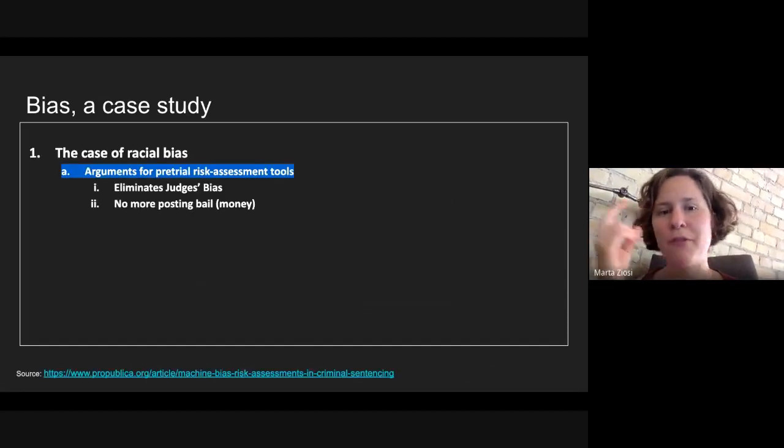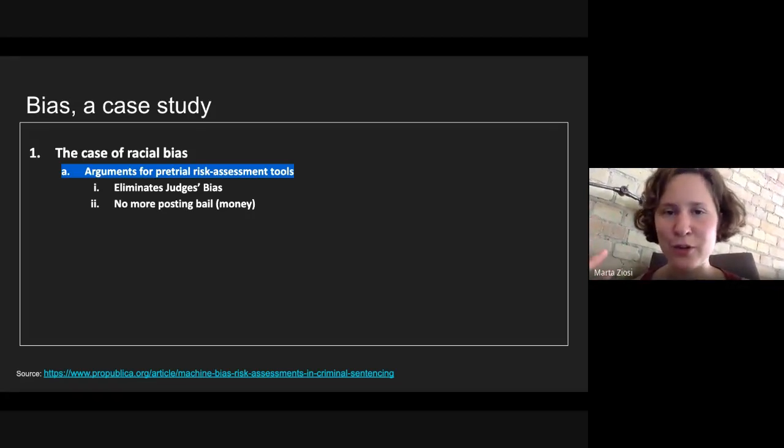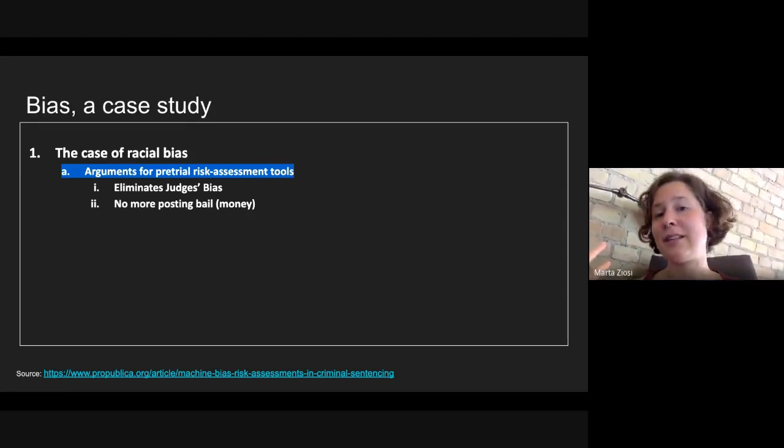I wanted to be fair and present what might be the arguments for pretrial risk assessment tools. It's not that someone woke up one morning and decided we should automate all this process in an evil manner. There were proper arguments behind it, and I think some of them are well motivated. Here are two of them. One is that it eliminates judges' bias. There's a big problem in the US justice system with bias coming directly from humans, from judges, that negatively affects populations of color. So yielding this work to the machine might improve the main problem here.